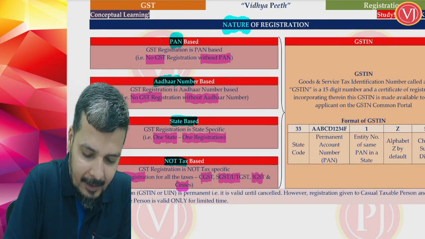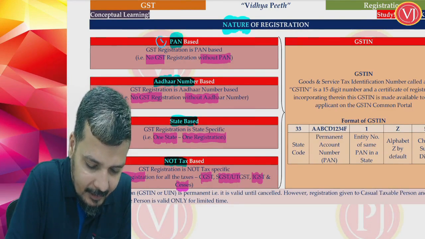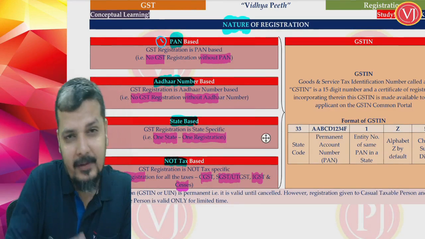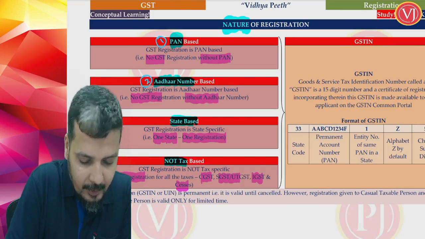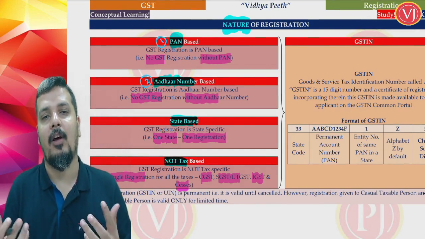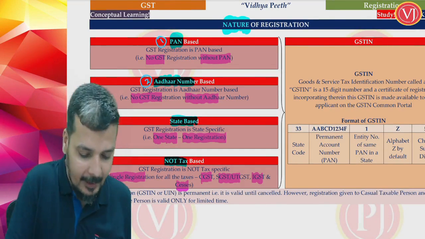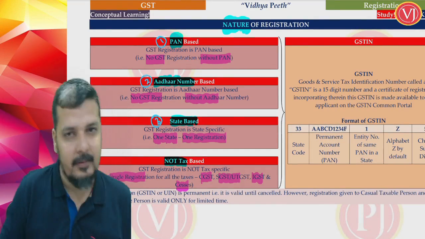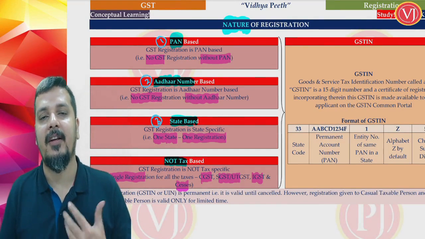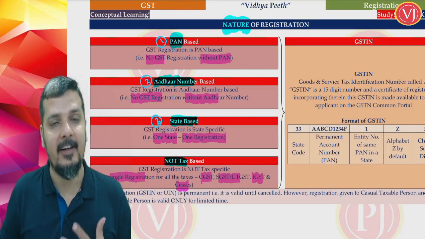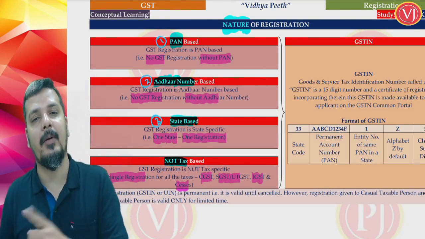So your GST number is PAN based. Without your PAN number, you will generally not have any GST number. Obviously exceptions are there for all. It is Aadhaar number based. So normally your GST number will be linked with your Aadhaar. If not, you might not get a GST number. Obviously exceptions are there. It is state based. Normally the concept is one state, one registration.